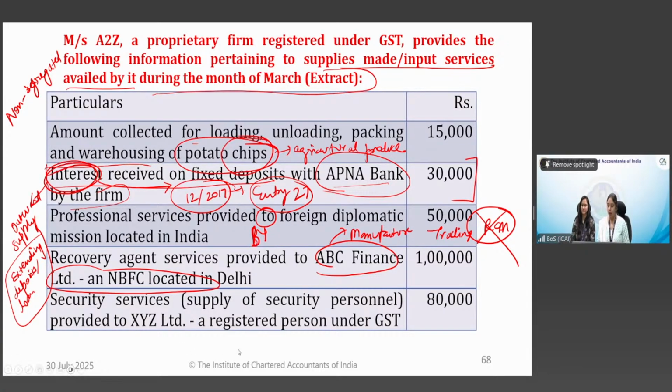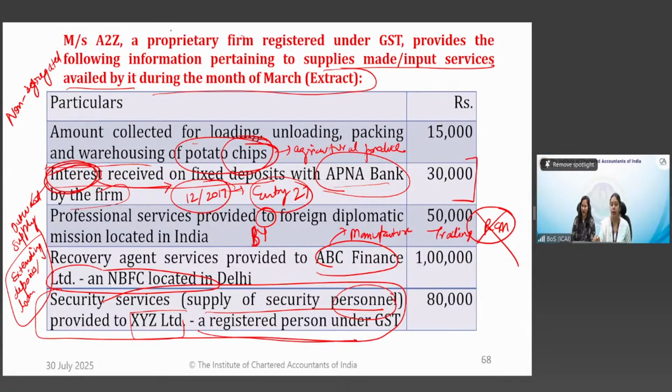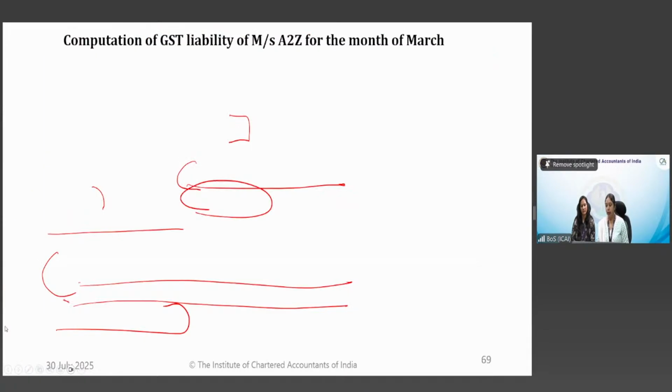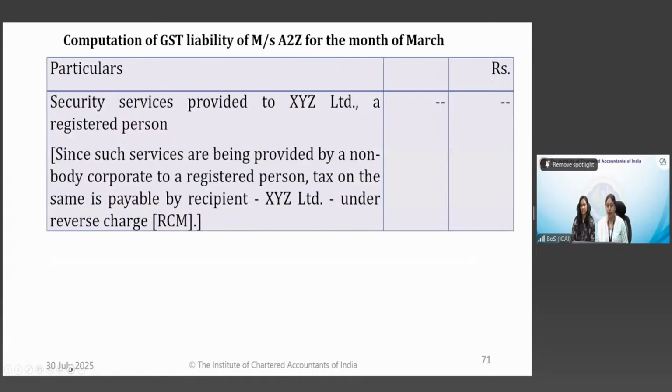Then the security services, that is simple, we have already discussed it a lot: security services, supply of security personnel per se, if it is provided to a registered person. But here it is a non-body corporate. So since it is a non-body corporate, this will also be taxable under reverse charge. Okay. So with this, I think commonly committed errors we have completed.